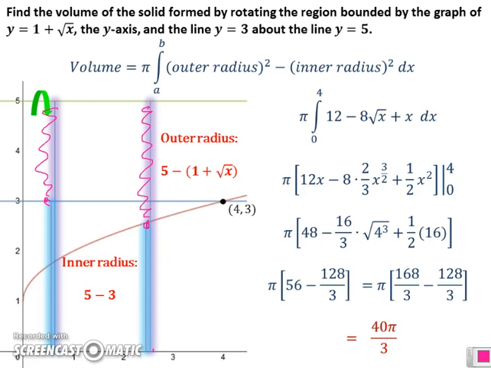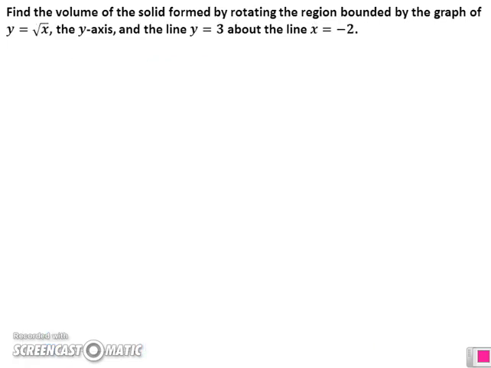Let's do another one. Same situation, I changed the equation up a bit so I can get the graph to fit on this page. It's the same idea though. Find the volume of the solid formed by rotating the region of the graph y equals the square root of x, the y-axis, the line y equals 3 again, and we're going to go about the line x equals -2.